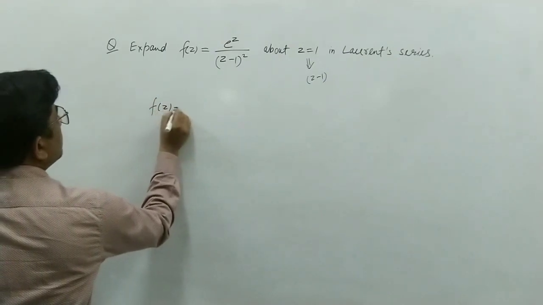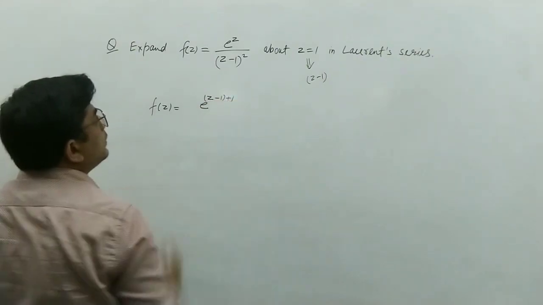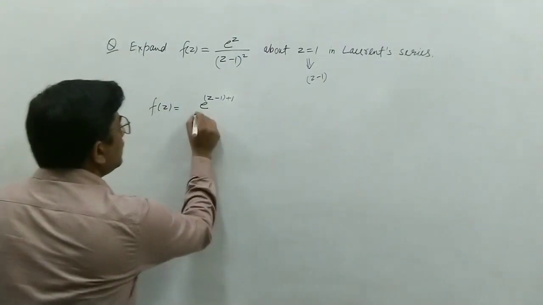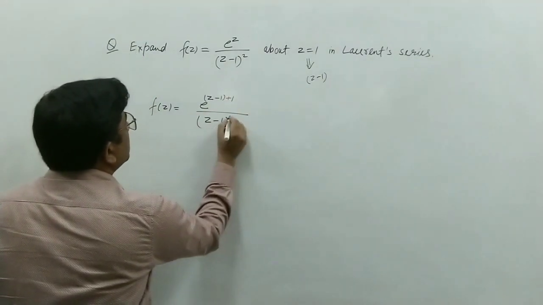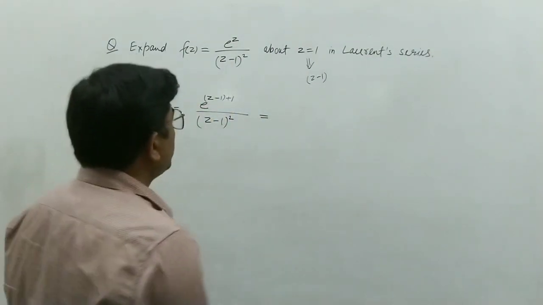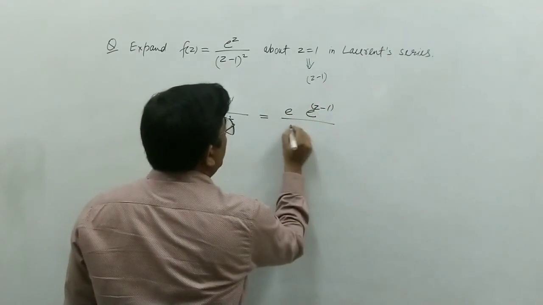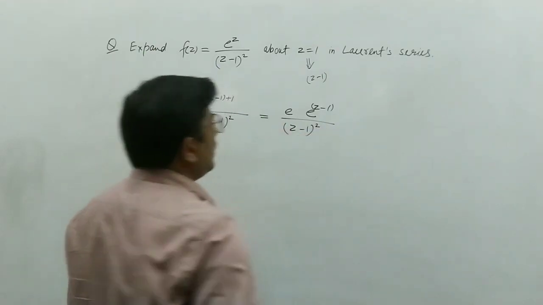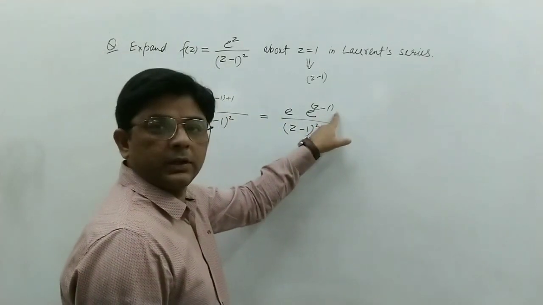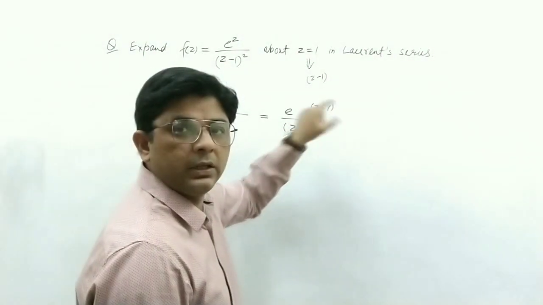We can write this function f(z) as e raised to power z minus 1 plus 1, because this is z, so we can write this as z minus 1 plus 1, and upon z minus 1 square. Now we can write this as e raised to power 1 into e raised to power z minus 1. So this is e into e raised to power z minus 1 upon z minus 1 square. Here we can see that this is a constant, but here we have e raised to power z minus 1. So now we can directly write the expansion of this e raised to power z minus 1.